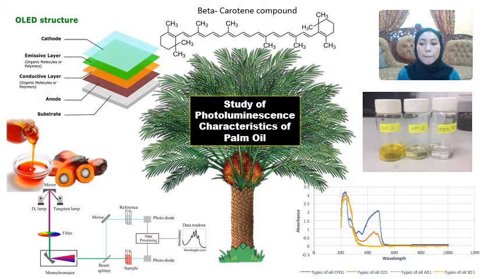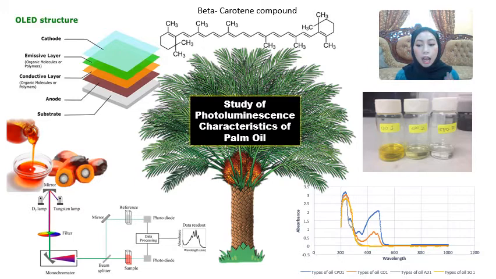So, palm oil fruits produce the highest beta-carotene content compared to other types of fruits and vegetables such as carrots and tomatoes. In my study, I found that the beta-carotene compound has almost the same characteristic as the organic molecule in the emissive layer of an OLED structure. So how can I verify it?